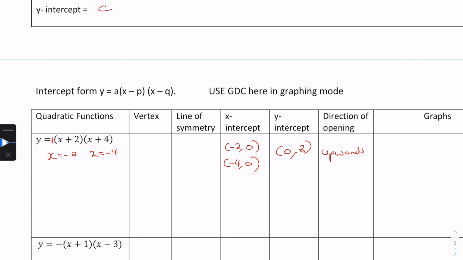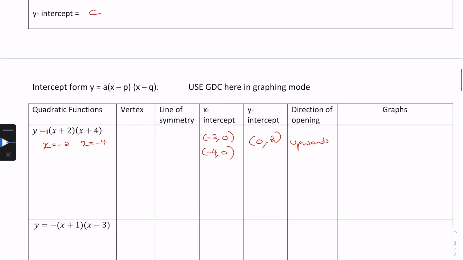The line of symmetry, as I said, you could be adding these two numbers to find the midpoint, because that is what it's going to be between. So minus 2 plus minus 4 divided by 2 will give me the midpoint formula. So that will be minus 3. X equals minus 3. How about the vertex? Well, since I found the line of symmetry, my vertex x-value is actually the same, minus 3.